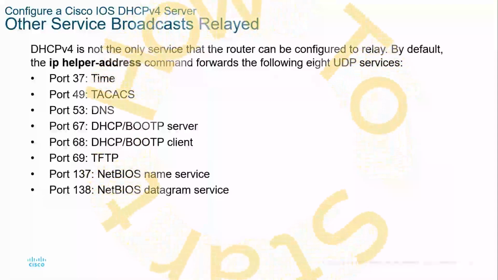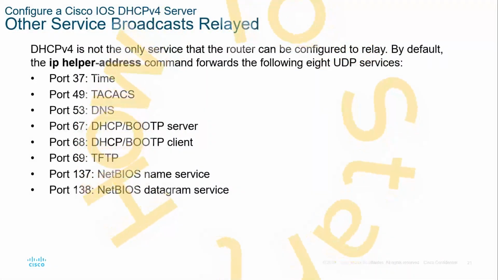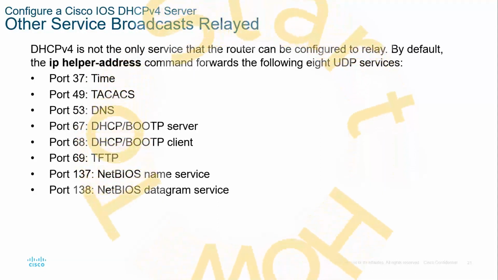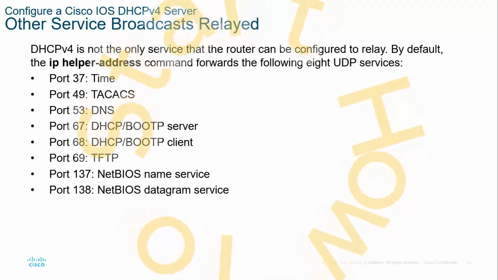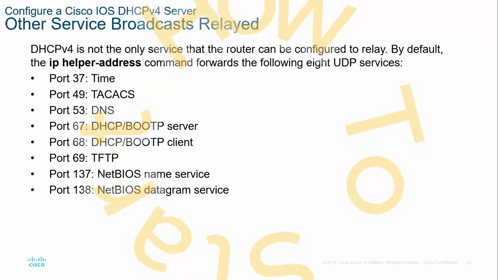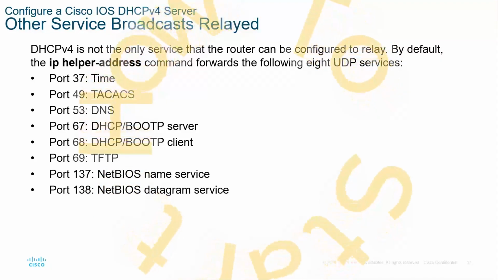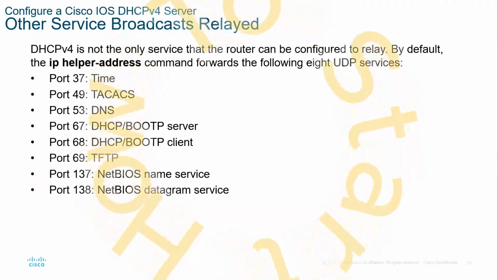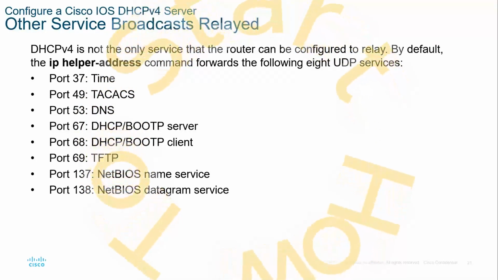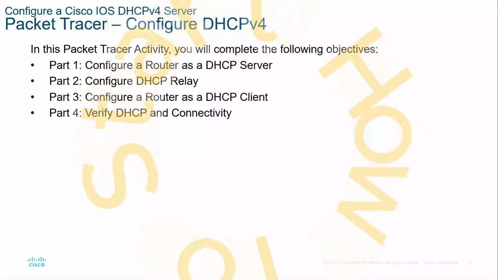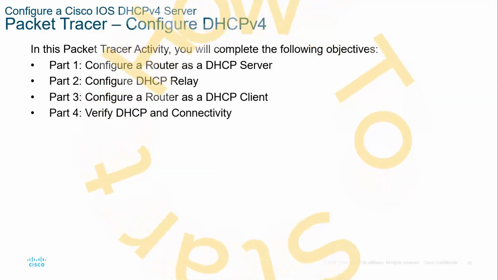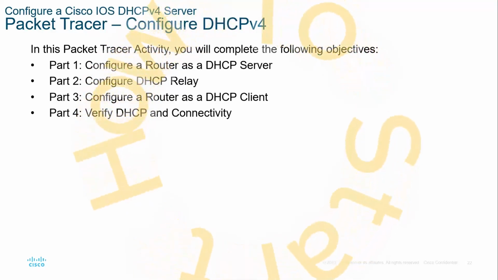So a list of ports that need to be forwarded using a helper address: NTP or time, TACACS, DNS, DHCP server or client, TFTP, NetBIOS name service, and NetBIOS datagram service. These are all things that by default need IP helper addresses. We have a lab configuring DHCP, both the client and relays, and verifying.